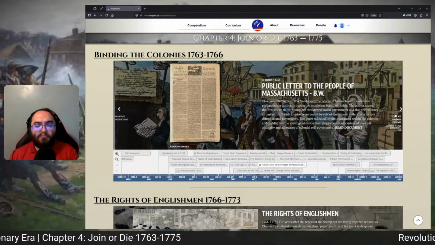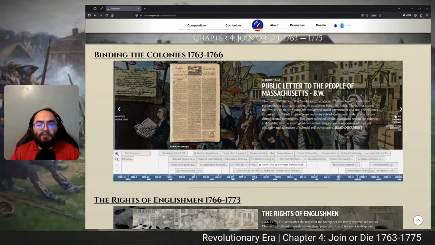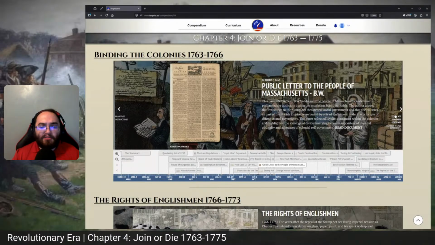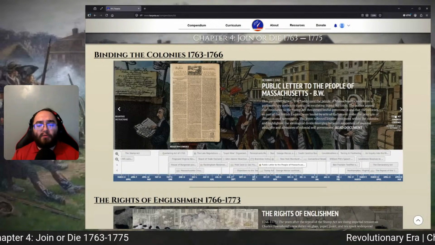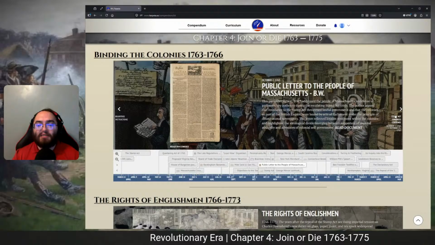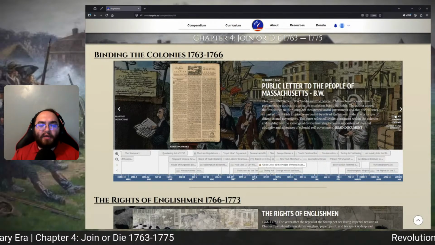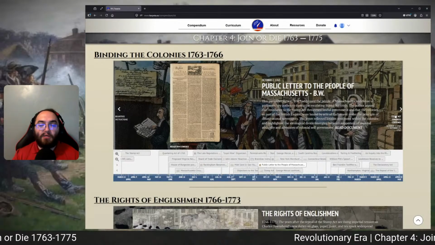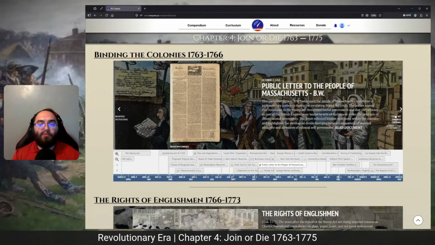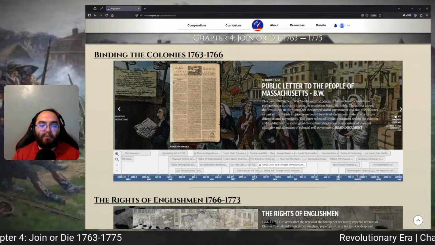You have this political essay published in a newspaper, the Boston Gazette, and it's a public letter to the people of Massachusetts, signed by B.W., and it is addressed to the people of Massachusetts in defense of Parliament's authority during the escalating Stamp Act crisis. The author argued that resistance to the Stamp Act threatened lawful government, and that the colonies, as part of the British Empire, were bound by acts of Parliament under the principle of constitutional sovereignty.